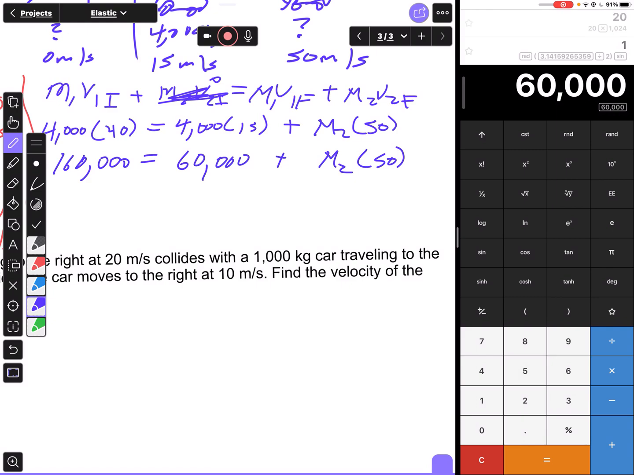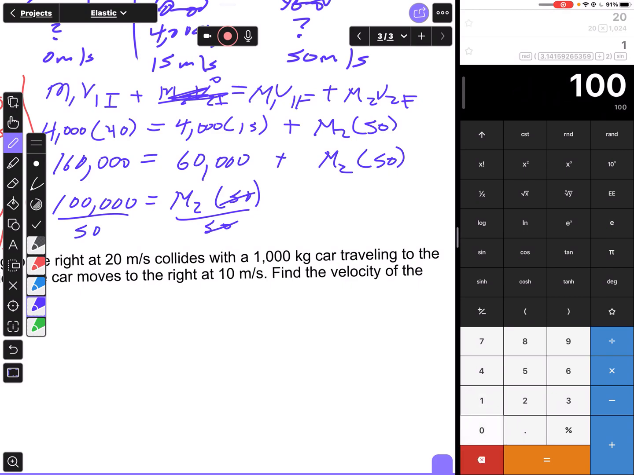So I'm going to subtract both sides by 60,000. That will give me 100,000 equals M2 times 50. I want to solve for M2, so I'm going to divide both sides by 50. So 100,000 divided by 50 equals 2,000. So M2, my mass, is 2,000. The units for mass are kilograms. That would be my answer.